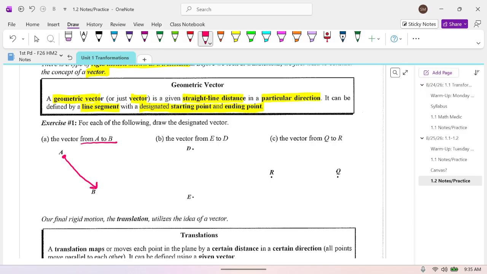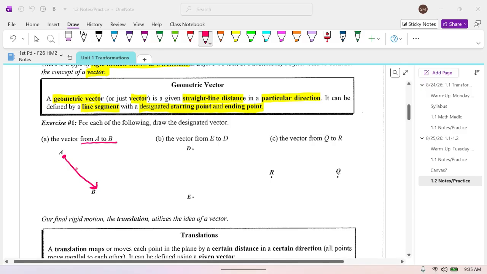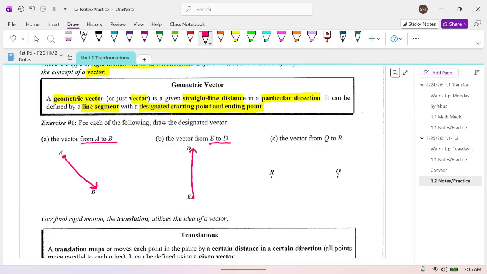Okay, so remember, it's distance and direction. If we measured this length, I don't know what it is, but if we measured it, that would give us the distance. The arrow tells us the direction. Now we're going to do E to D. So start at E, go to D, make sure you draw the arrow.